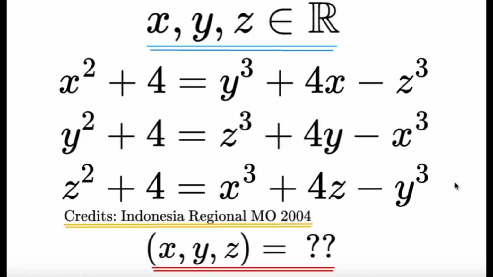Here's an item on algebra. x, y, and z are real numbers satisfying x squared plus 4 equals y cubed plus 4x minus z cubed, y squared plus 4 equals z cubed plus 4y minus x cubed, z squared plus 4 equals x cubed plus 4z minus y cubed. Find all possible ordered triples x, y, z.